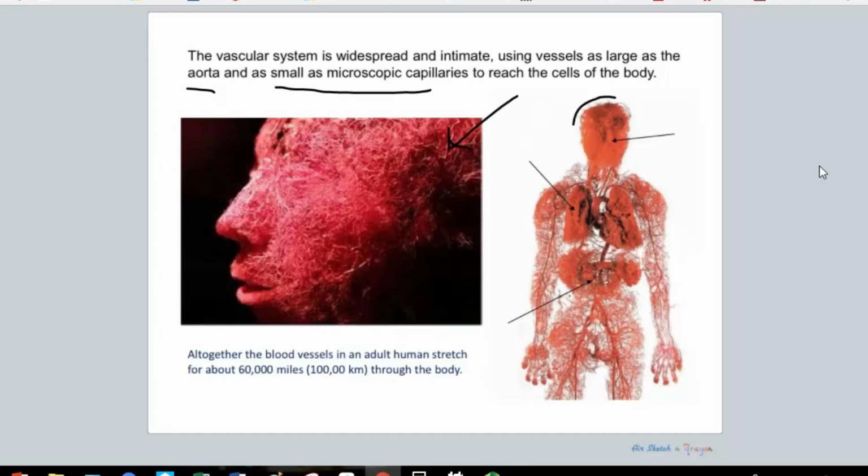So we have a lot of vesselage going to the head, a lot of vesselage going there. What's going on there? That's right, that's the lungs for gas exchange. A lot of vesselage going there. What's going on there? That's the abdomen, digestive viscera.